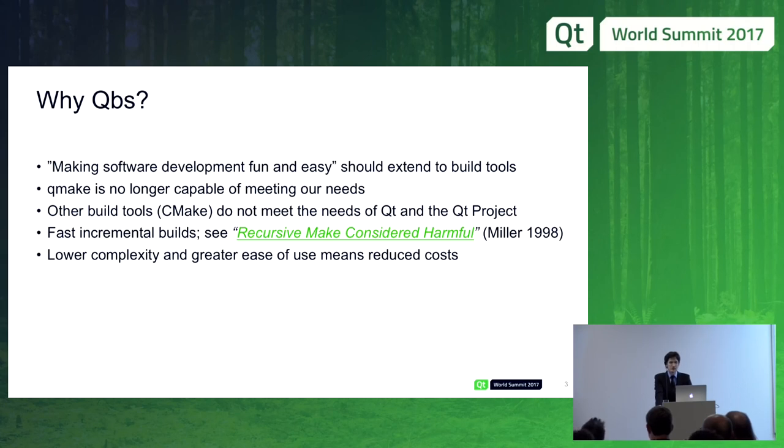Perhaps one of the most critical motivations is that we want to enable lightning-fast incremental builds to shorten the edit-compile-debug cycle, which is something makefile generators like qmake and CMake are notoriously bad at due to the inherent limitations of recursive makefiles. Lastly, for the business folks in the audience, if there are any of you, the lower complexity of Qbs and its greater ease of use means reduced costs. Imagine if Qbs saves your engineers 30% of their time on build-related tasks. That could easily be a cost savings in tens of thousands per year, depending on the size of your team. Maybe it's even in the millions, depending on your currency's exchange rate.